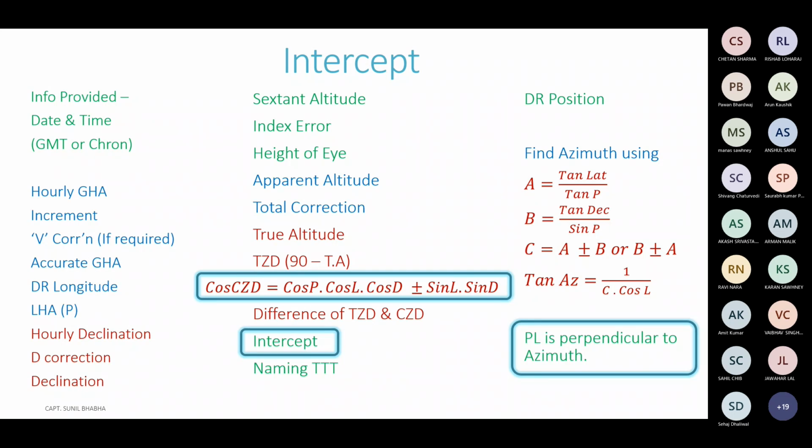So now, any doubt anywhere in this procedure, beta? No, sir. Okay, great. So let's continue then, and let's see how we plot it once the azimuth and the intercept is obtained.